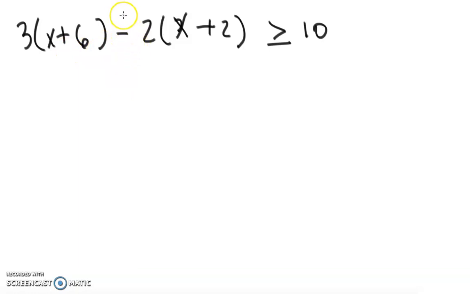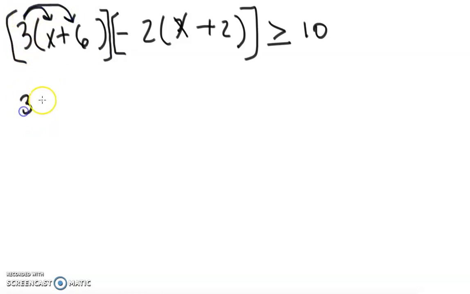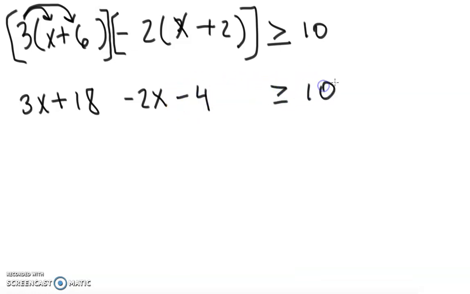What I think you should do is split this into 2 parts. So that's part 2, and this is part 1. You're just going to distribute the 3 there. 3x plus 3 times 6 is 18. And then we have another part. Negative 2 times x is negative 2x. And then negative 2 times positive 2. A negative and a positive equal a negative. So 2 times 2 is 4, and you just add a negative. Negative 4, greater than or equal to 10.